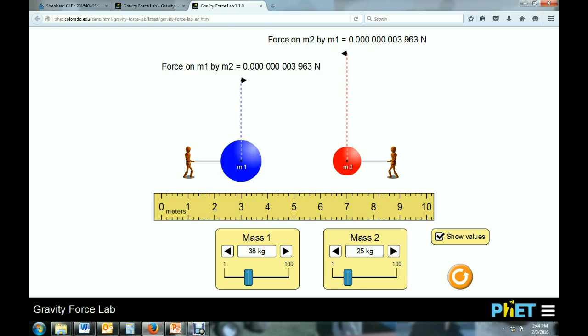And notice force on M1 by M2 is a number. There's lots of zeros, and then a 3963 in this case. The force on M2 by M1 is lots of zeros and the same set of numbers, 3963. Both are in newtons. If you didn't pick up on it, these are a third law force pair. The force on M1 by M2 and the force on M2 by M1. Here are the flipping of the subscripts.